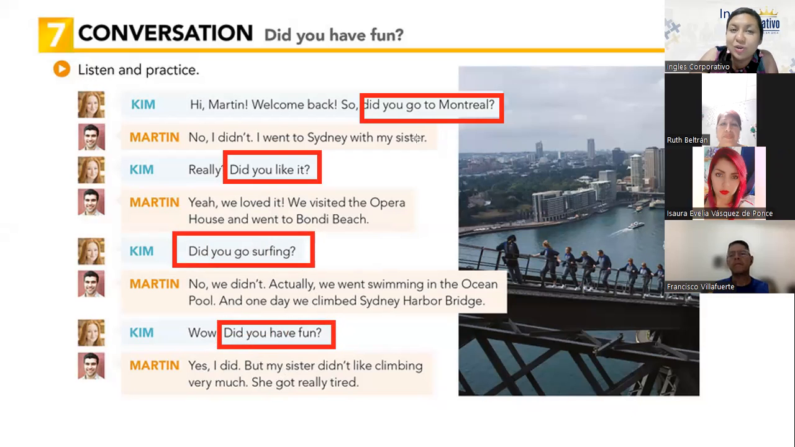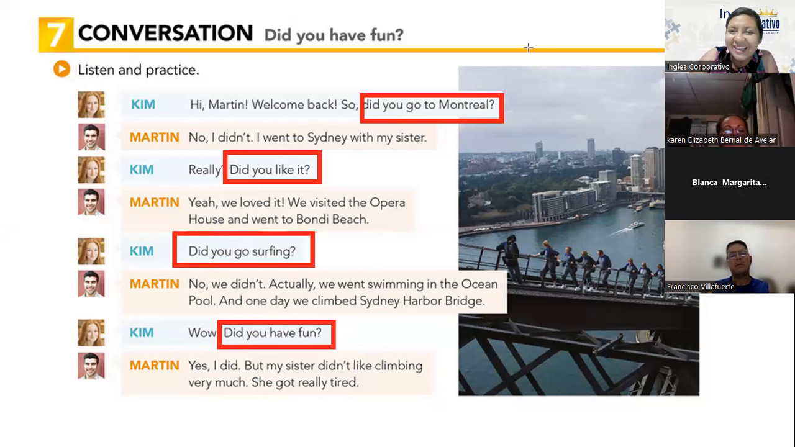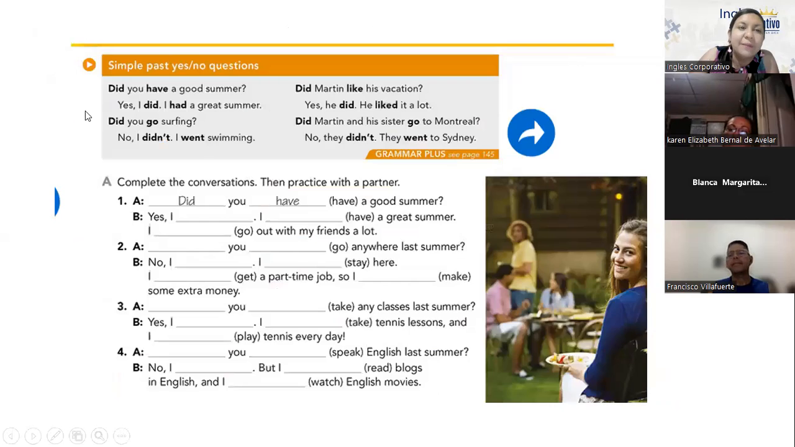Can you tell me what is the structure of yes/no questions in the simple past? Did you like it? Subject and complement. Before the complement? The verb. Yes. Great. We have auxiliary, subject, verb, and complement. And we have some examples. Who can read the example? Who can help me reading the example?